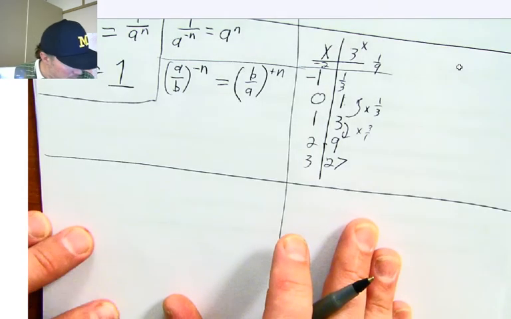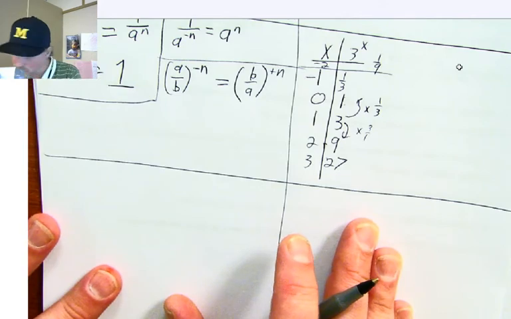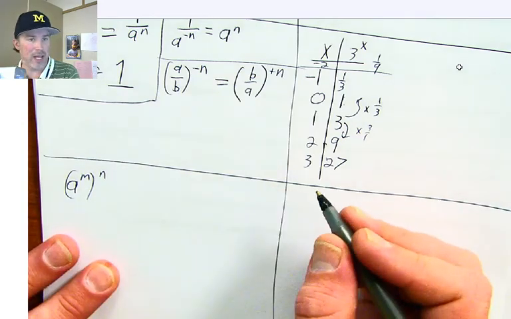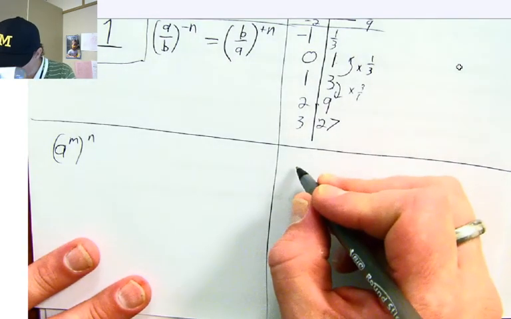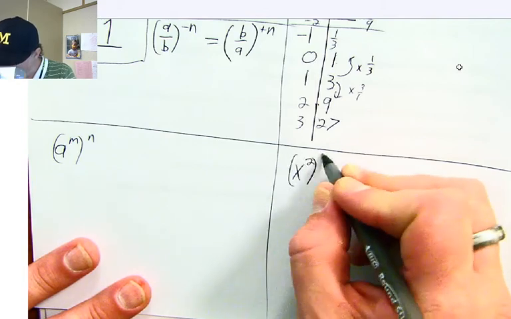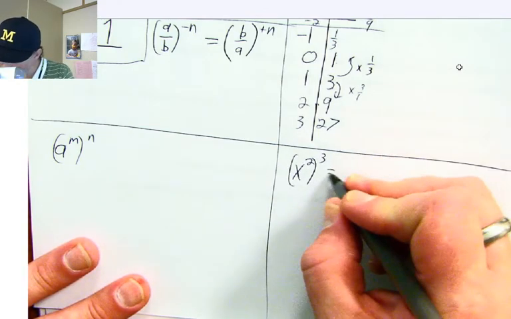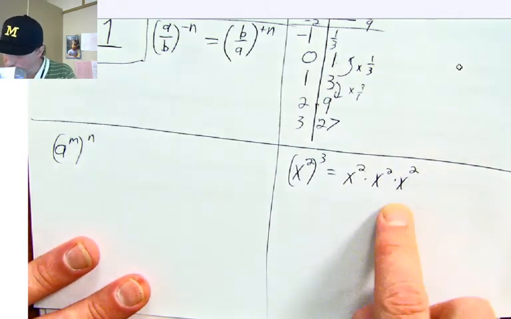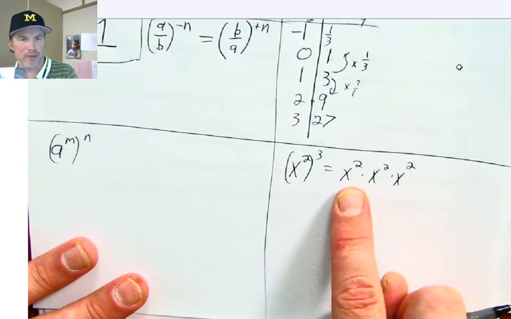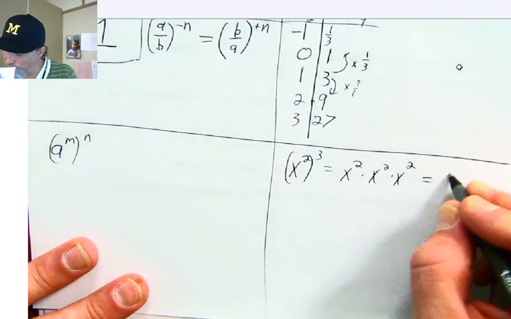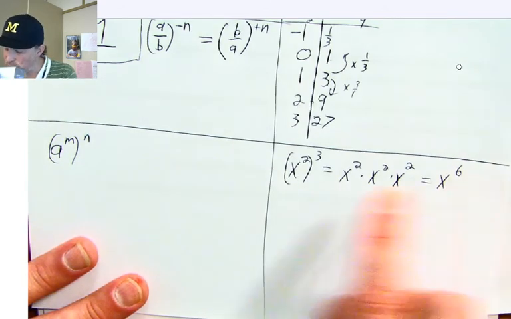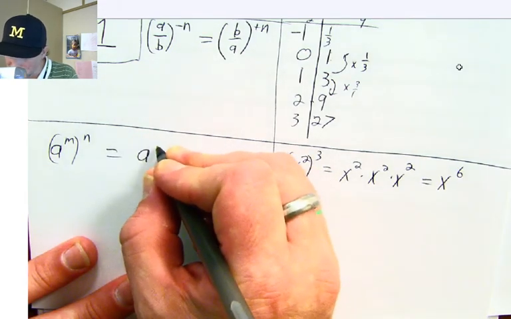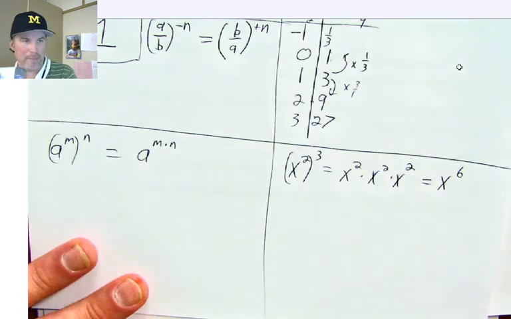Then the third one is power properties. So that one would be a to the m raised to the power of n. Well, if I think about a real life example, x squared raised to the third power, well, that's x squared times x squared times x squared. And if I use that product property from earlier of adding these exponents together, I end up with x to the 6. So what did you do with the 2 and the 3? You multiplied them. So this is equal to a to the m times n.